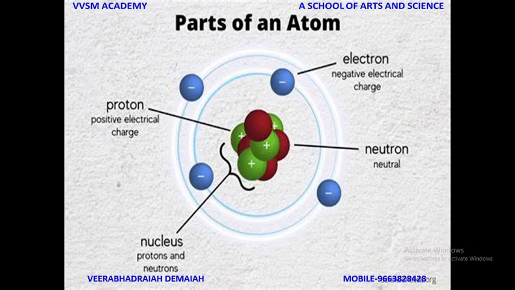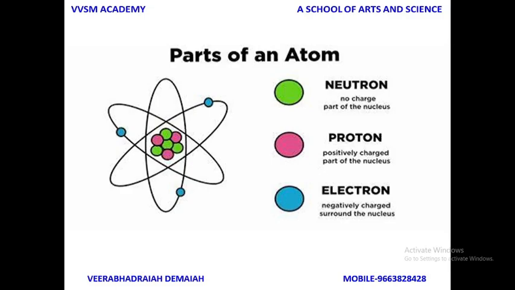Proton, positive electric charge. Electron, negative electric charge. And the neutron is neutral in charge. The nucleus is composed of protons and neutrons, which are called nucleons, my dear friends. Neutron, no charge, part of the nucleus. Proton, positively charged, part of the nucleus. And electron, negatively charged, surrounds the nucleus.